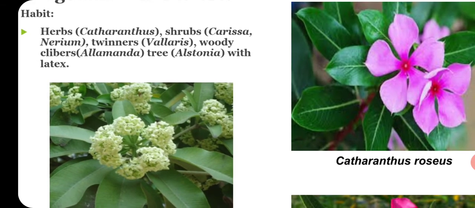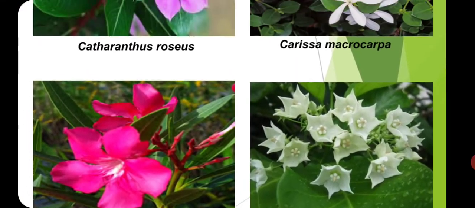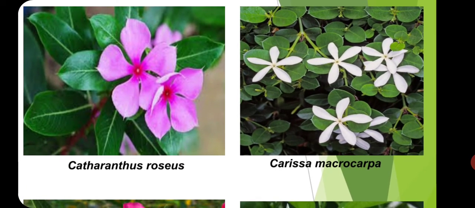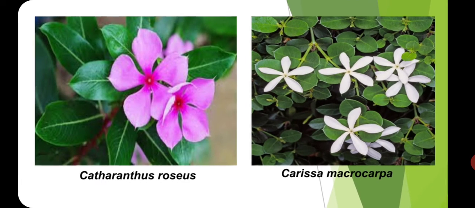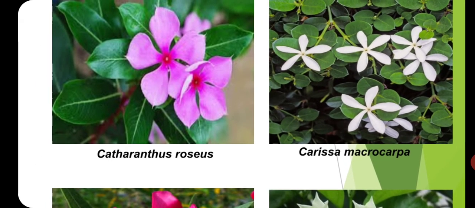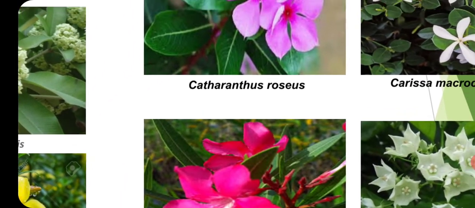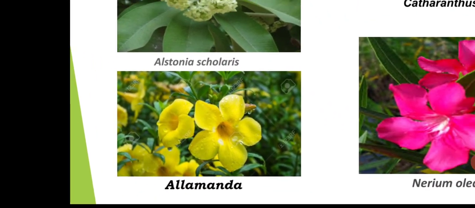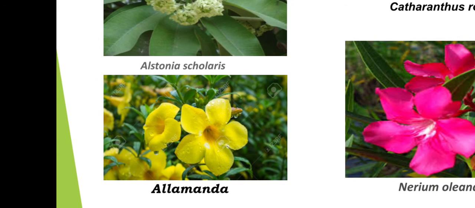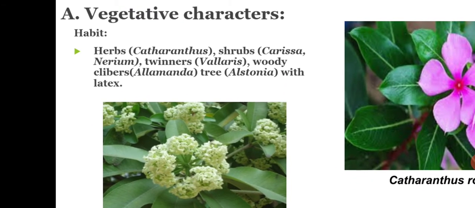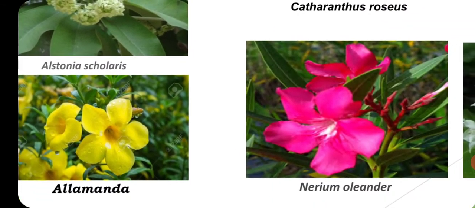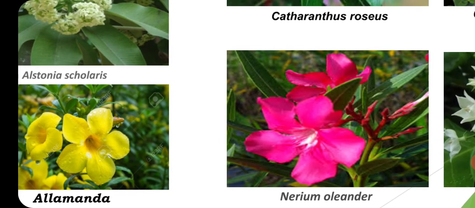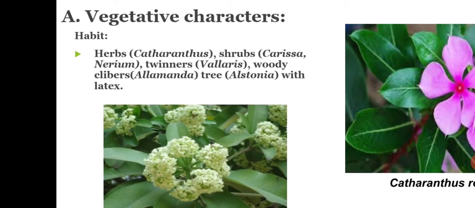And Carissa and Nerium. Here Carissa macrocarpa has some medicinal properties and also grows as a bushy ornamental plant. And this is Allamanda, in Malayalam Manja Kolambi. It's a very common plant. Then Nerium oleander, in Malayalam Arali, and these all come under shrubs.